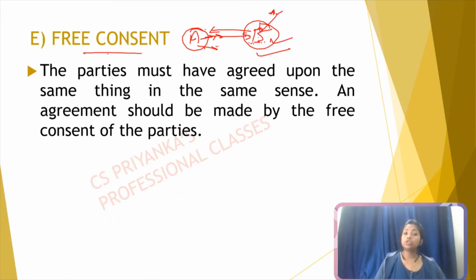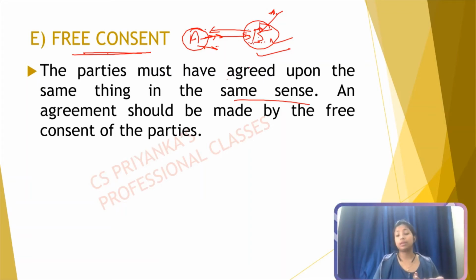So parties should have free consent. Then only we can say this contract is valid. If they are doing anything forcefully, then we cannot say that this contract is valid. The parties must have agreed upon the same thing in the same sense, that both parties should think the same thing in the same sense. If A is thinking something and B is thinking something else, that will create a clash in future. So both should have free consent whenever they are entering into a contract.